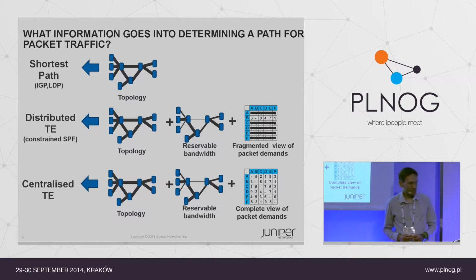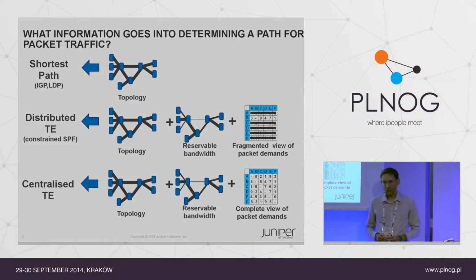Now, some people take things one step further and do distributed traffic engineering, which is shown in the middle of the diagram. With that, each router has a view of the topology of the network and furthermore knows how much bandwidth is available on each link in the network. And from that, each router makes decisions for the path for all the LSPs that start from it going to the other routers in the network. In so doing, each router only has visibility of the paths that it needs to create. It doesn't have visibility of any of the other demands in the network.